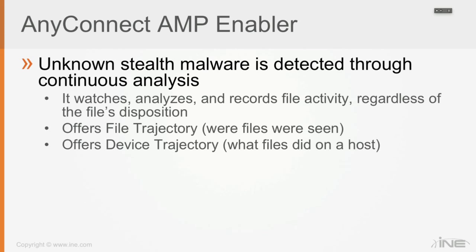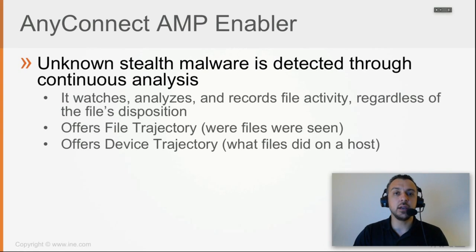So AMP is going to continually monitor, watch, analyze, and record any file activity regardless of the file's disposition. What that means is, let's say initially a file was downloaded on the computer and AMP stated that the status of that file is not malicious, so it's good content. But because AMP has learned the computer behavior, what the computer does on a regular basis, and because AMP constantly monitors once a file has been downloaded, it tracks the whole history of everything which happens on the endpoint.